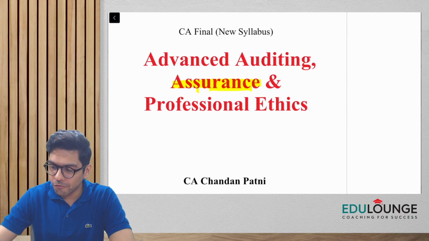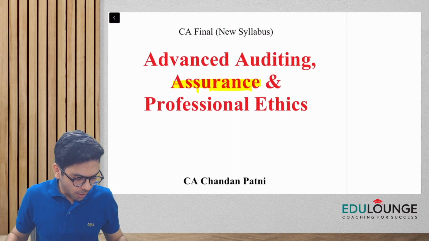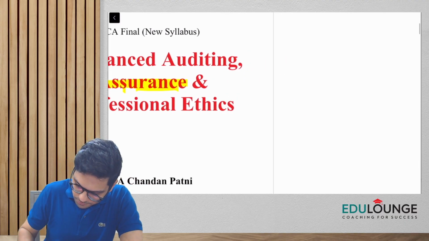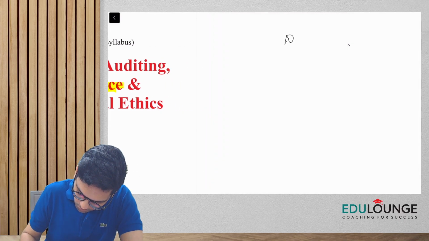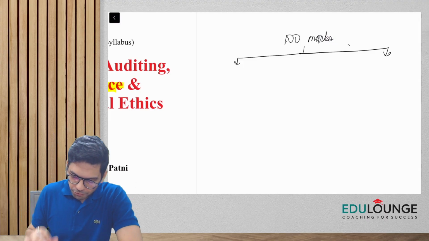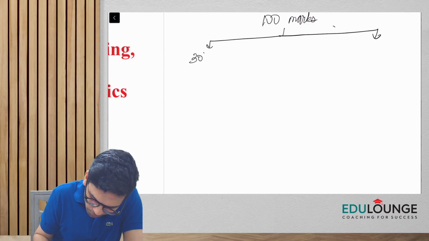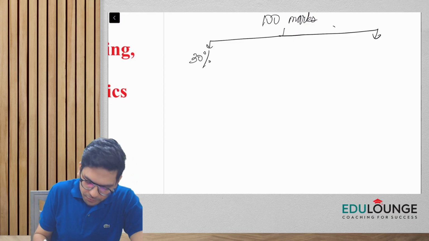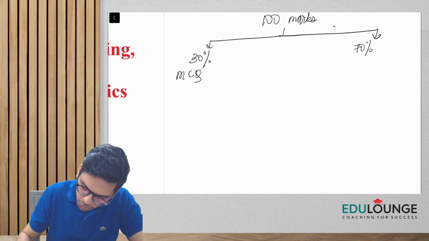So all of you know that this is a 100 marks paper. Out of the 100 marks that we have, it can be divided into two parts, guys. The first part, let's say 30%, will be MCQs, and the remaining 70%, all of you know this, is going to be the descriptive part.